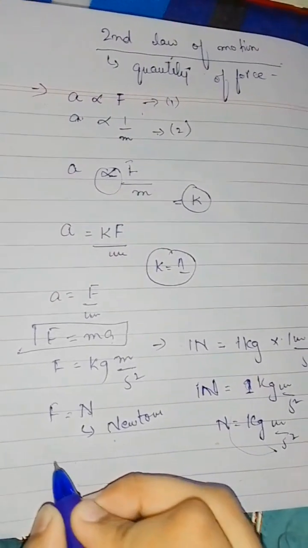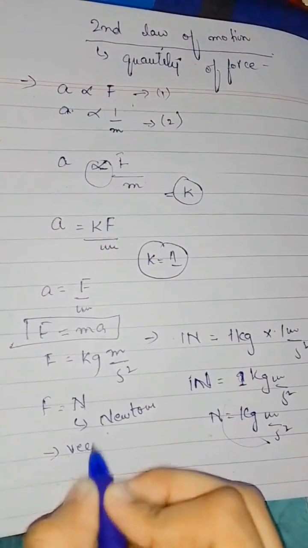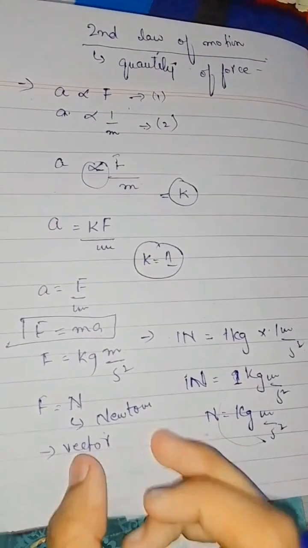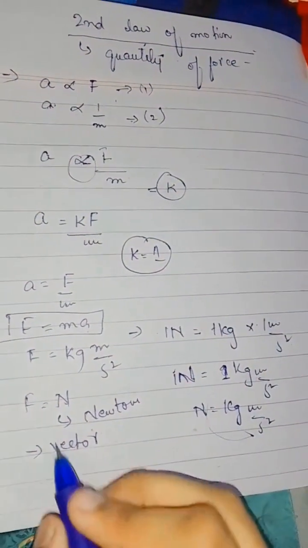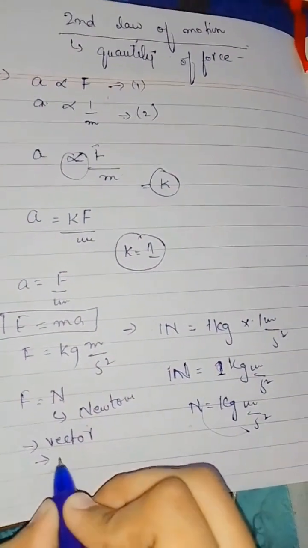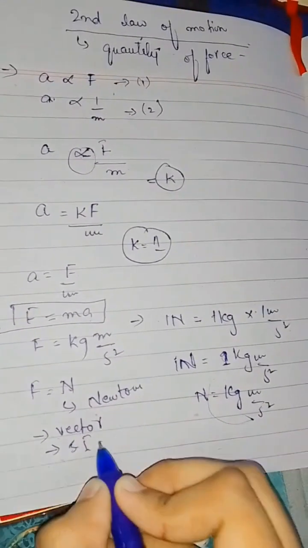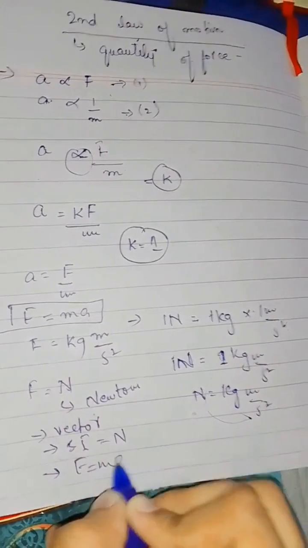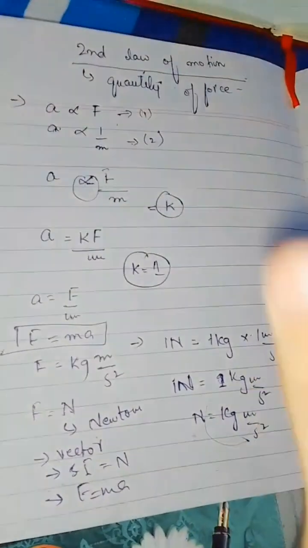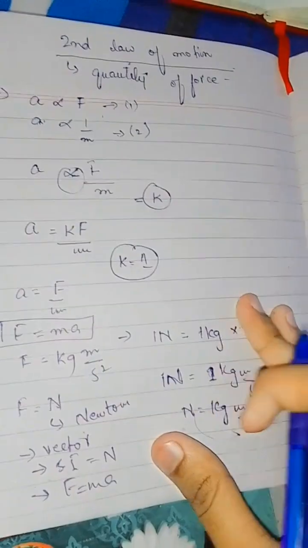So here the force is a vector quantity. What we found is that the second law tells us the force is a vector quantity, as well as the SI unit of force is Newton, and the formula of force is F equals ma. That was all about the second law of motion.